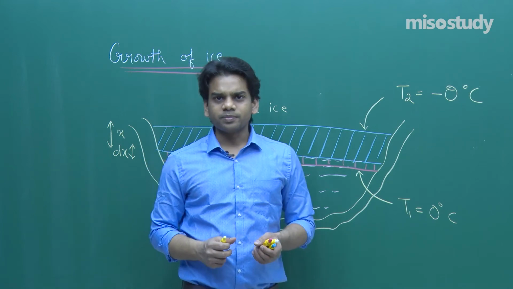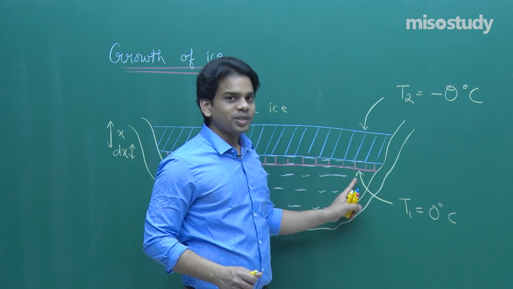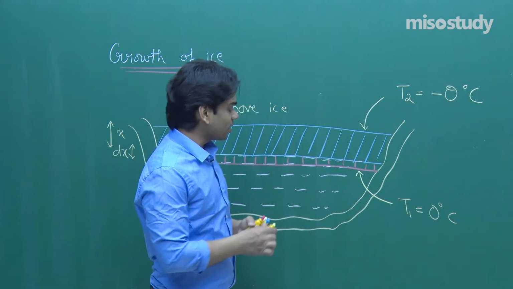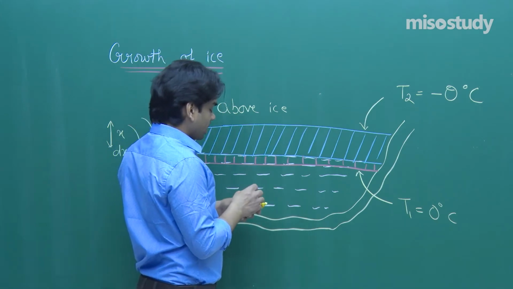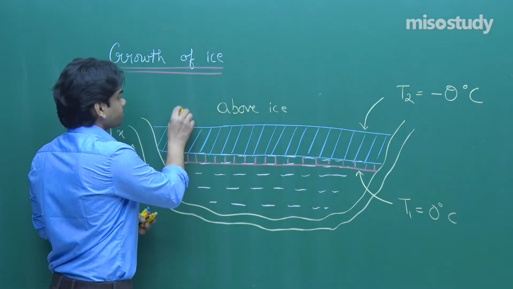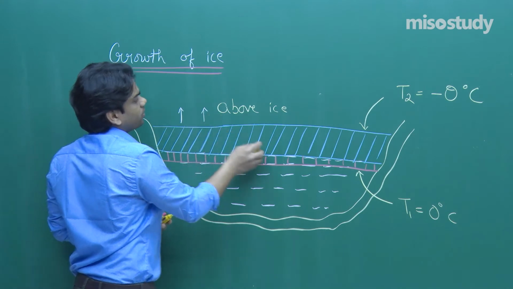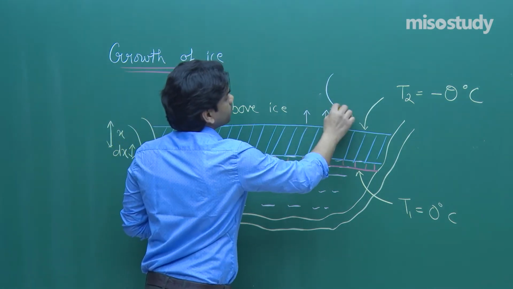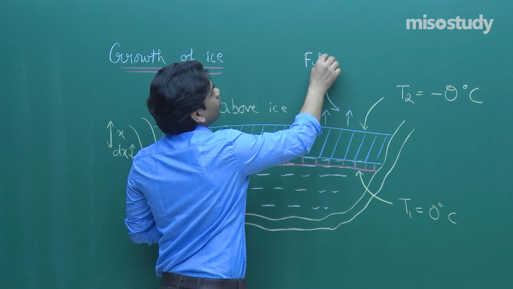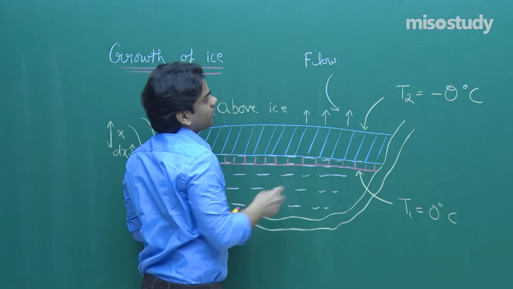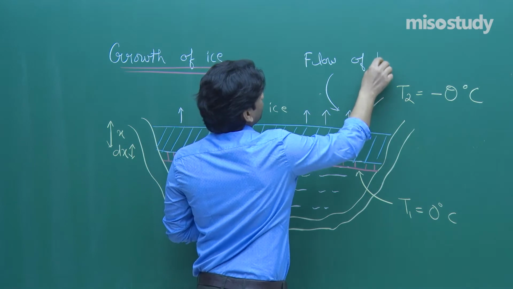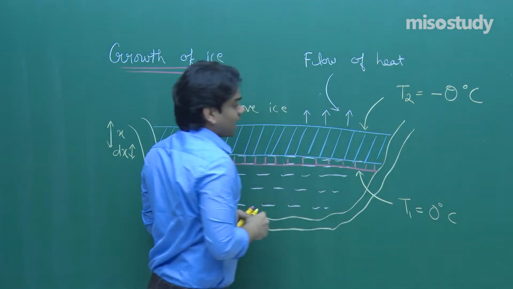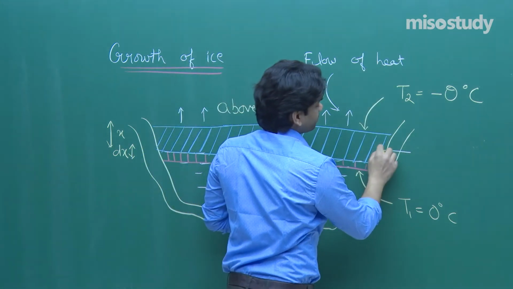So what will happen? From high temperature to low temperature, heat is going to move through this part. The flow of heat will take place as shown. This will be the direction of flow of heat from the layer of ice. This was the ice shelf that I have made here.